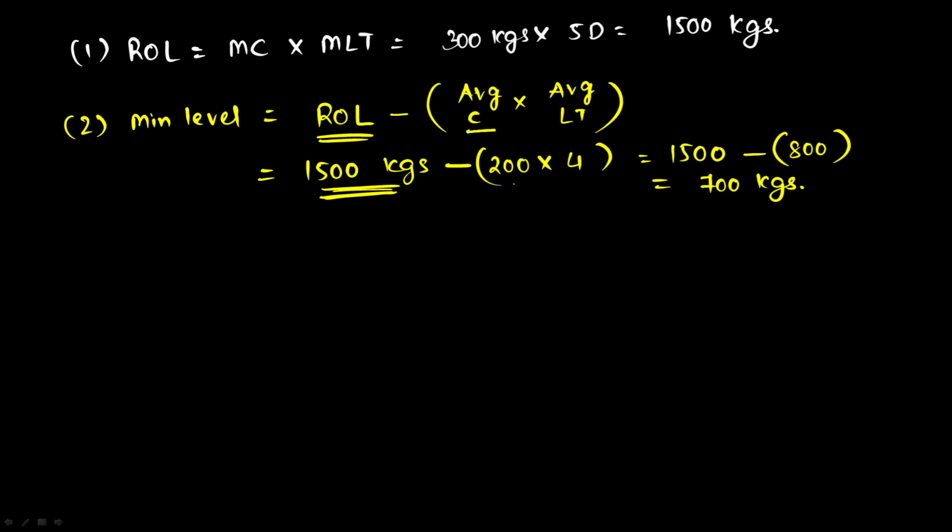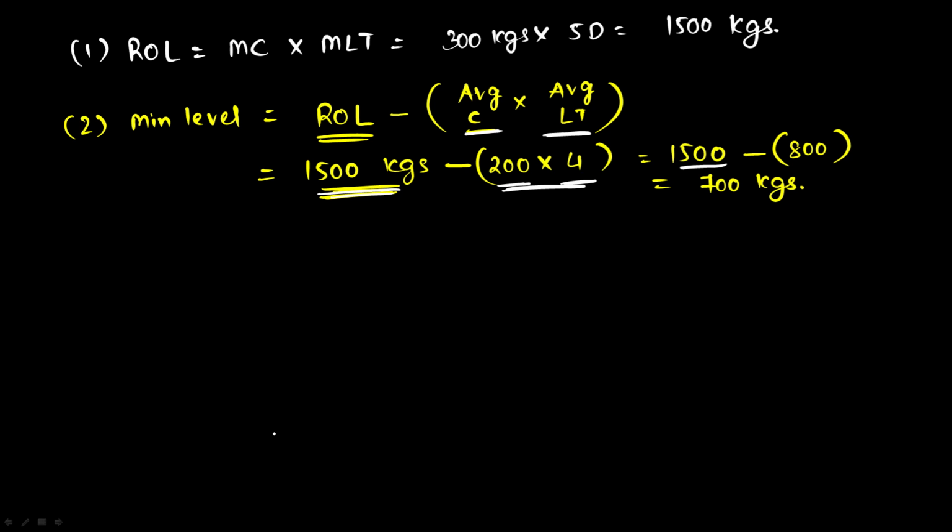But I am taking what? Average consumption multiplied by average lead time. So what is average consumption? 200. What is average lead time? 4. Is it alright? So 1500, and if everything happens at average, in how many days am I going to get my raw material? 4 days. And what is my consumption per day? 200. So out of 1500, how much will be exhausted in those 4 days? 800 kgs. In those 4 days, every day you will be using 200.